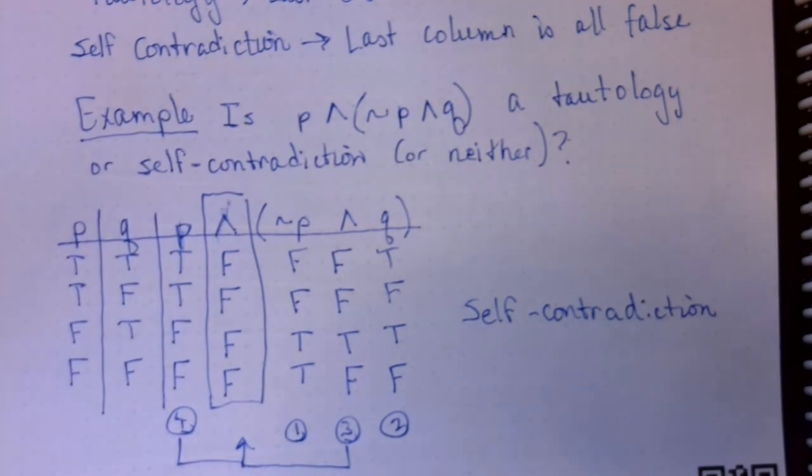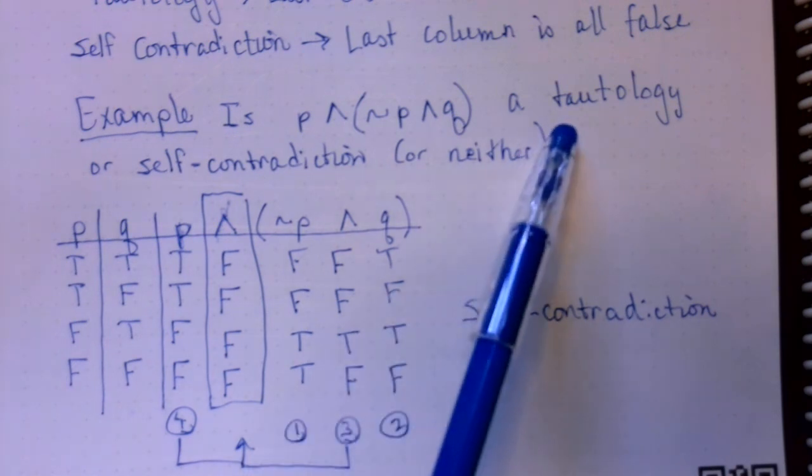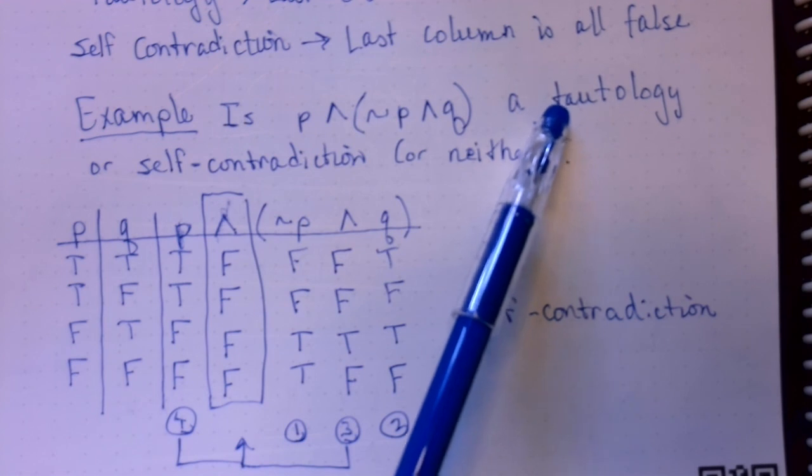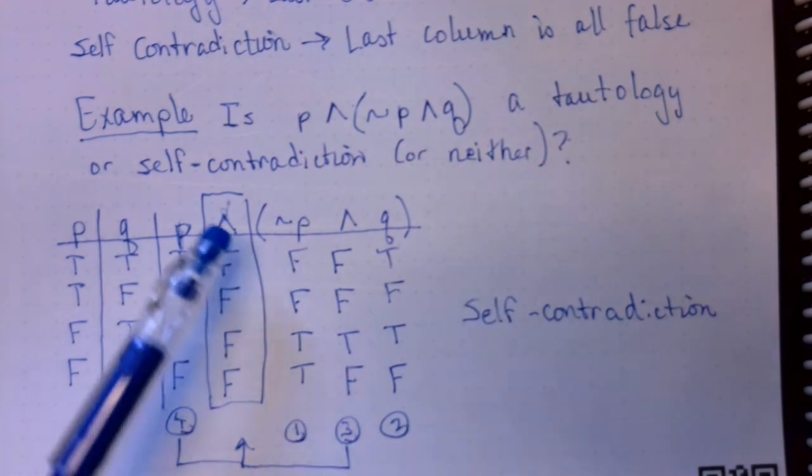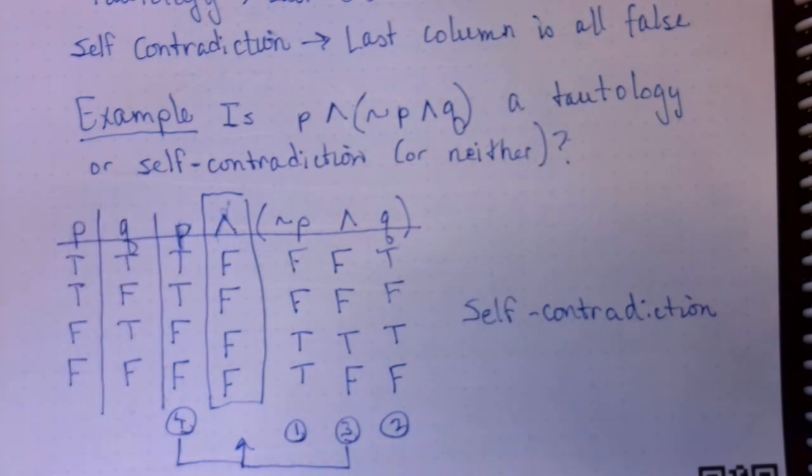All right, so to determine whether you have a tautology or a self-contradiction, look at the truth table. All T's, tautology. It's easy to remember. Right? If it's all T's, it's the one that starts with a T, tautology. If it's all false, contradiction. If it's a mix, then it's neither of the two.